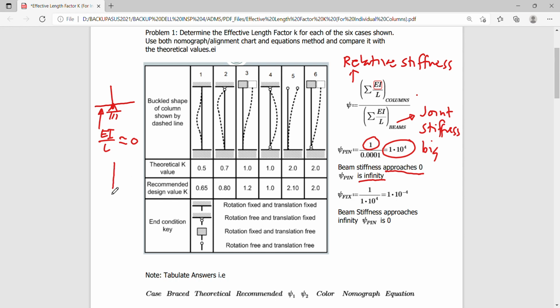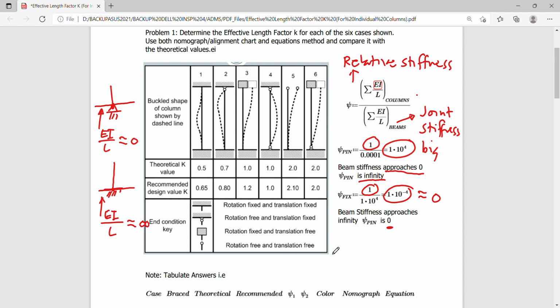So for your fixed joint, the relative stiffness may be represented by, again, a beam in which your EI over L is a very big number close to infinity, such that if I divide a value, say 1, which represents the stiffness of the column, by a number which is representing an infinite value, or rather a very big number, say 10,000, the value of the relative stiffness at the fixed joint will therefore be a very small value which can be approximated to a value of 0.